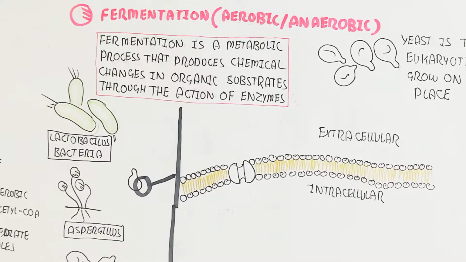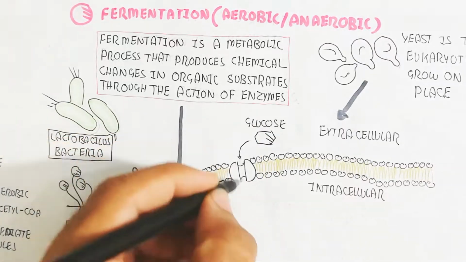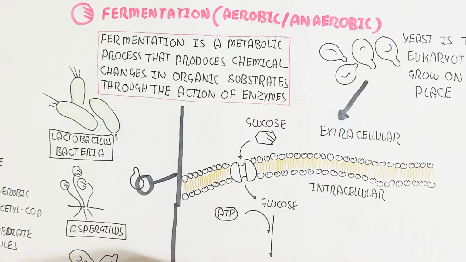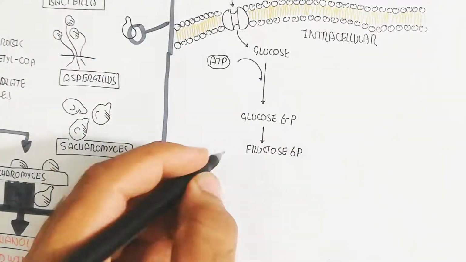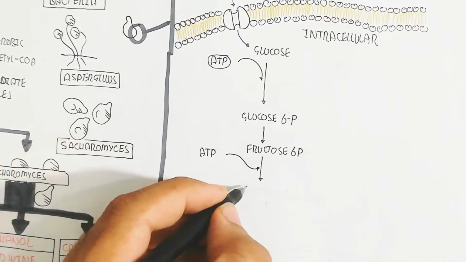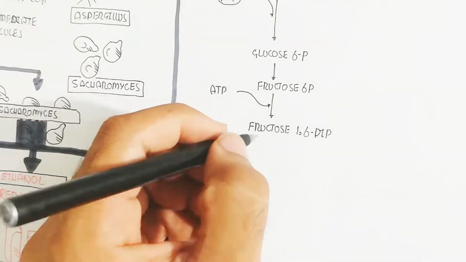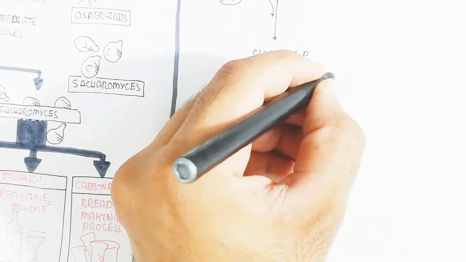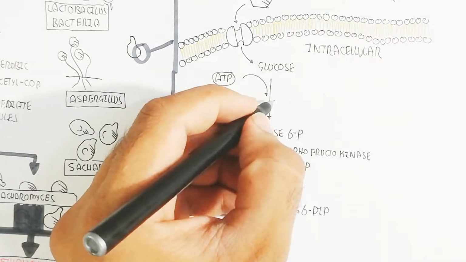So this is the extracellular and intracellular space. Glucose will enter the intracellular space through a transporter channel. After entry, it is converted by the phosphoglucokinase enzyme to glucose 6-phosphate, and then phosphofructokinase converts glucose 6-phosphate into fructose 6-phosphate. In this way, ATP will be consumed.